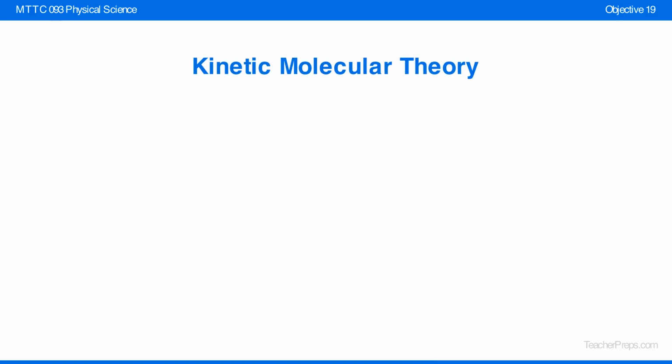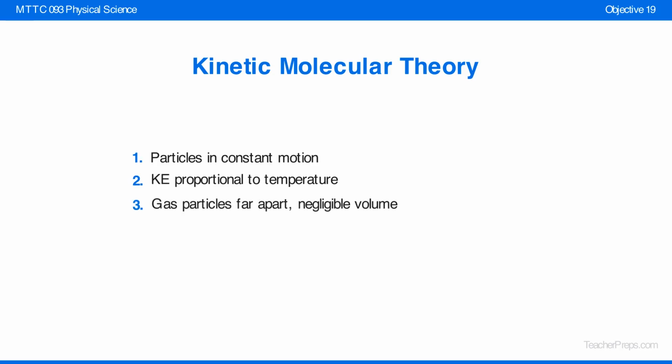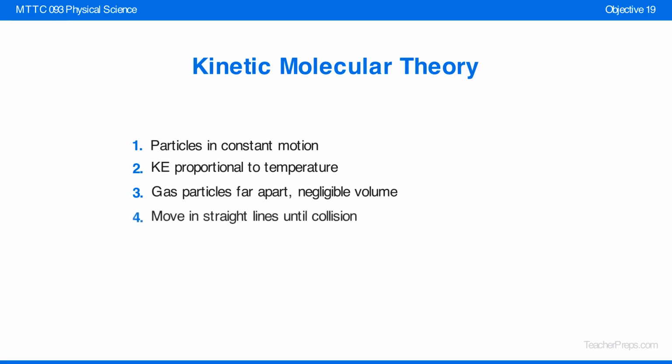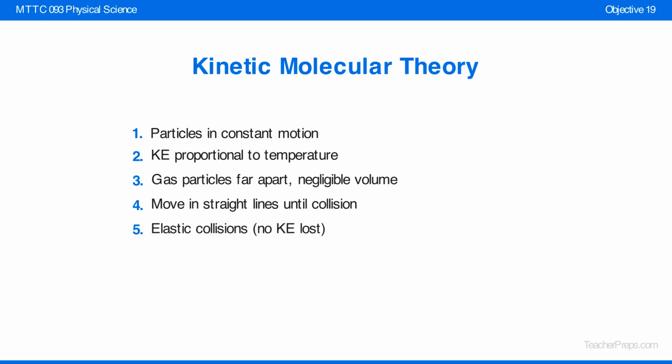Objective 19 covers the kinetic molecular model and gas laws. The kinetic molecular theory has 5 key assumptions. First, matter is made of tiny particles in constant motion. Second, the kinetic energy of particles is proportional to temperature. Third, gas particles are far apart with negligible volume compared to the container. Fourth, particles move in straight lines until they collide. And fifth, collisions are perfectly elastic, meaning no kinetic energy is lost.